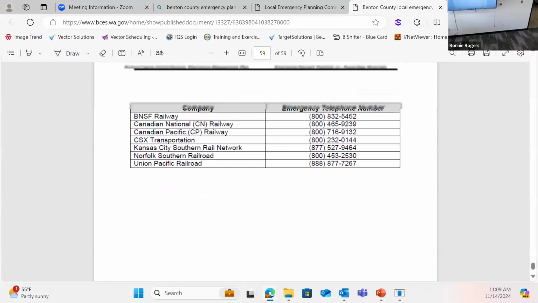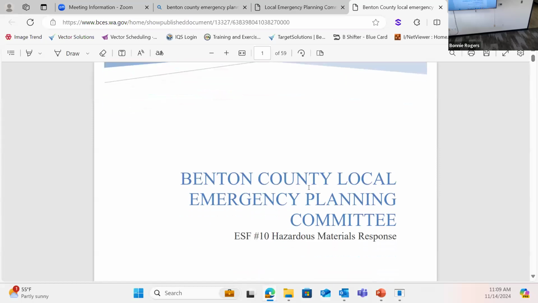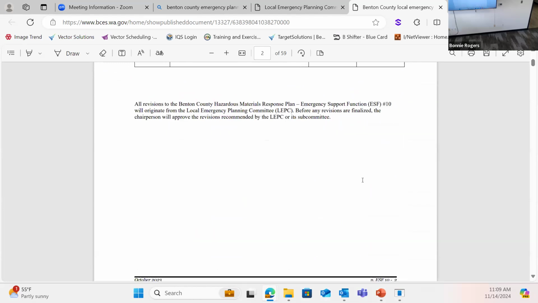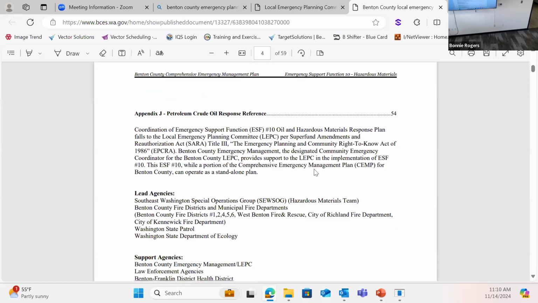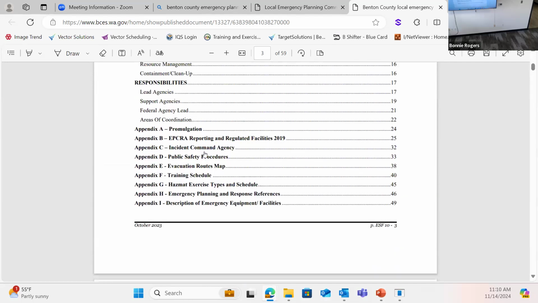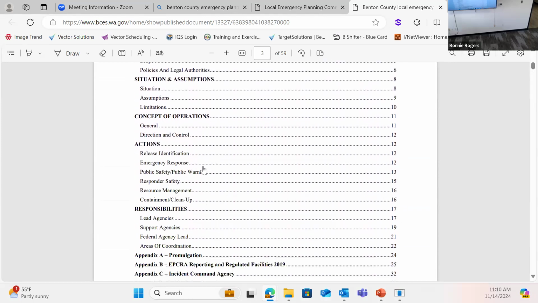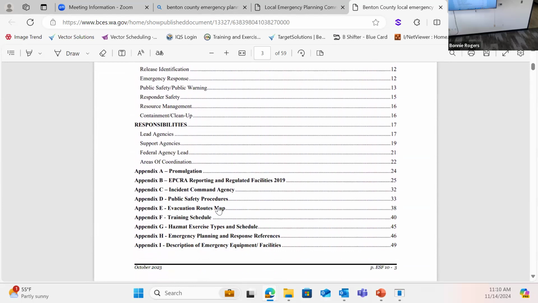Okay, here we are in Benton County. Got our local emergency planning committee. And we can go in here, it gives us all sorts of information. Here we've got Appendix J, petroleum crude oil response. Kind of an overview. Evacuation routes.